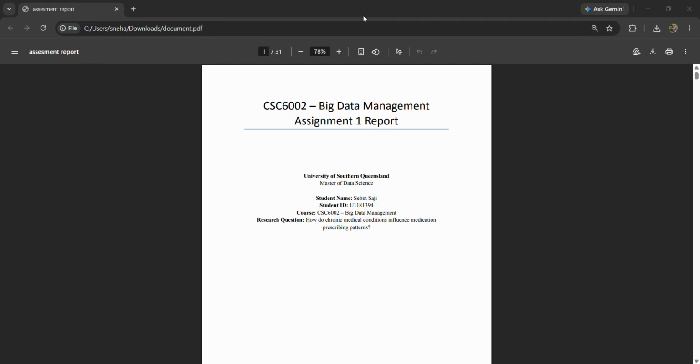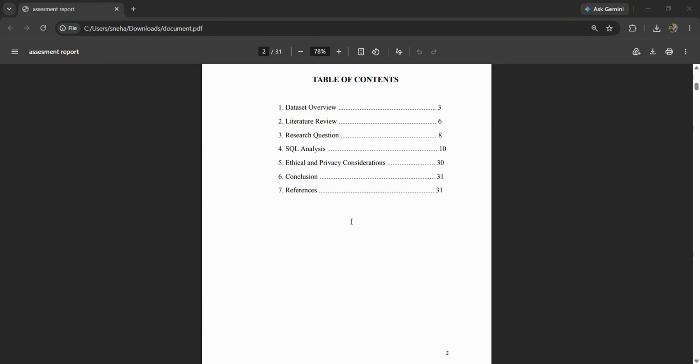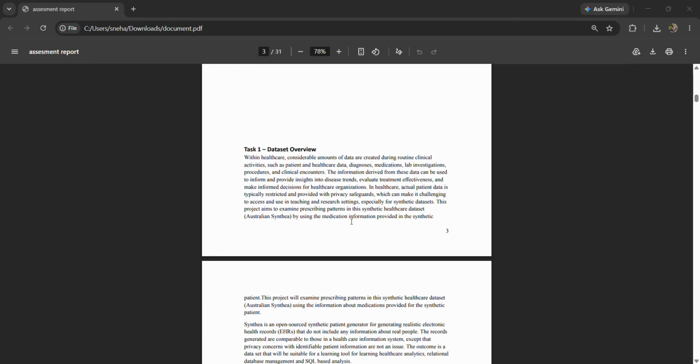The aim of this project was to analyze the Australian synthetic healthcare dataset using SQL to investigate how chronic medical conditions influence medication prescribing patterns. First, I would like to talk about my dataset. I will give you an overview of my dataset.